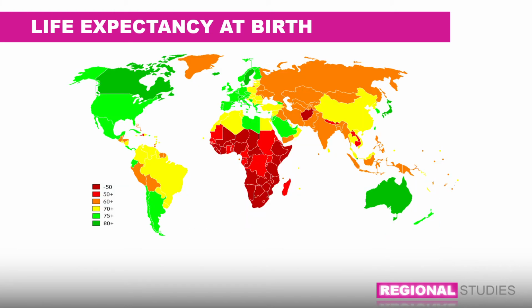This is the map of life expectancy. Once again, you may see that the south is going to be colorful, meanwhile the north is going to be green. Well, Russia is an exception due to the political instability that they had recently experienced.